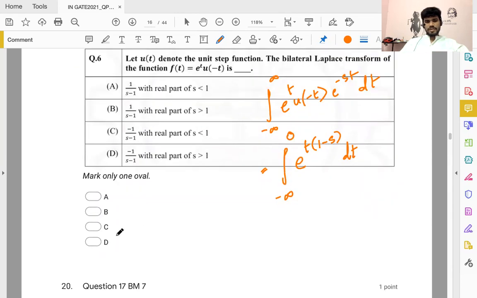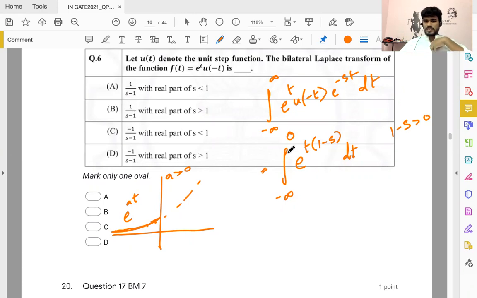And in this interval, any exponential like this, that is e power at with a greater than 0, notice we'll have a small, finite area in this interval we are looking at. So the moment we write this, we can say as far as 1 minus s is greater than 0, this integral is nice in this interval. Okay, or s is less than 1. So it's either this or this.